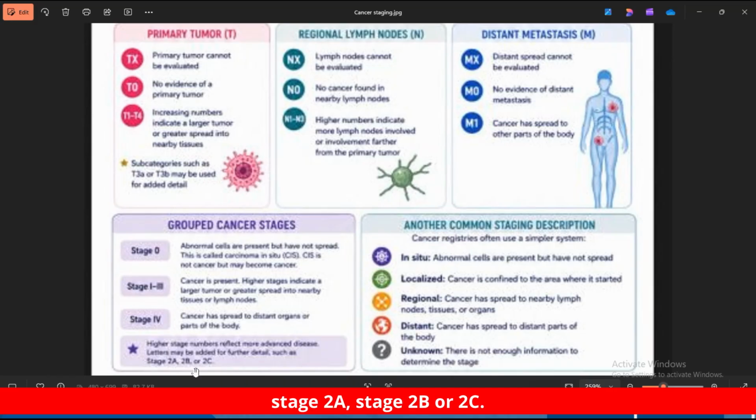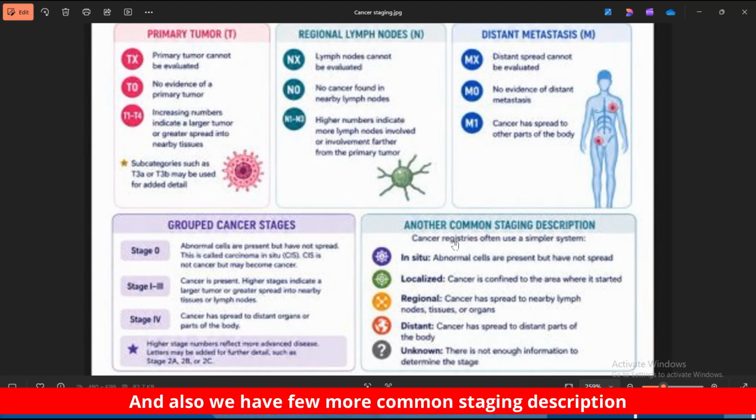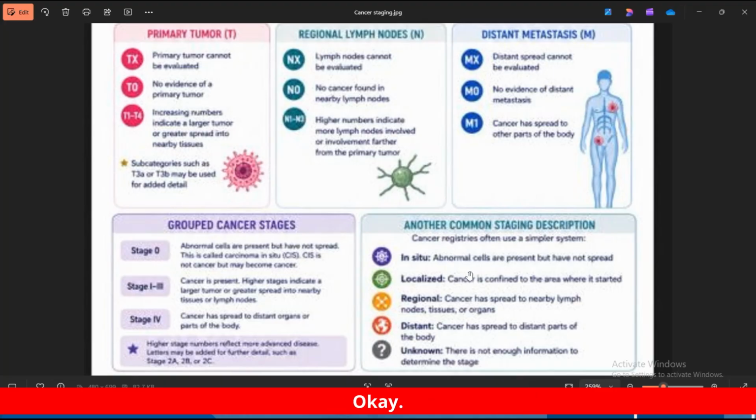Letters may be added for further detail, such as stage 2A, stage 2B or 2C. We also have a few more common staging descriptions for cancers. Most of the time in the documentation you will see in situ, where abnormal cells are present but have not spread. We have discussed DCIS, ductal carcinoma in situ: the patient had abnormal cells but they have not spread to lymph nodes or any other organ. Then localized: cancer is confined to the area where it started. So basically localized is primary cancer.